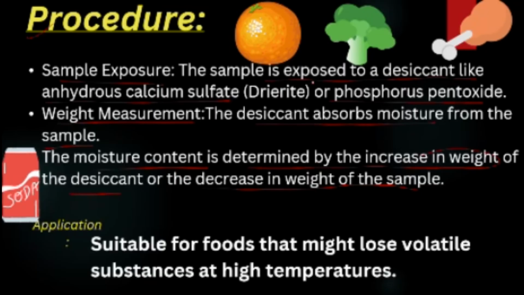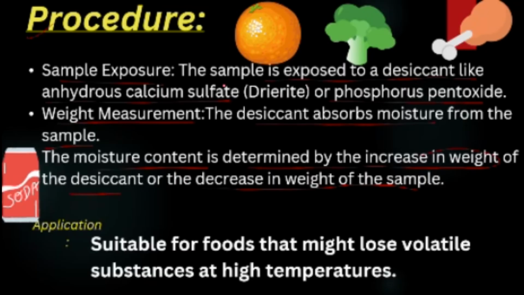The sample is first weighed and then placed in a closed environment with a desiccant. After several hours, the sample is reweighed. The difference in the weight before and after drying gives the moisture content of the sample. The desiccant needs to be replaced or regenerated periodically because it becomes saturated with water over time.